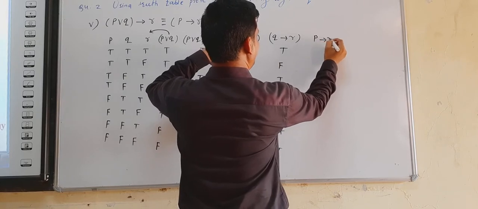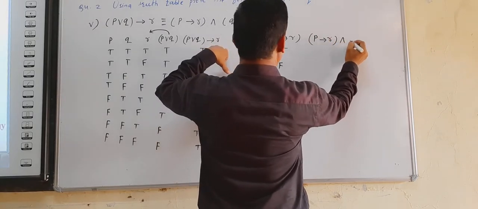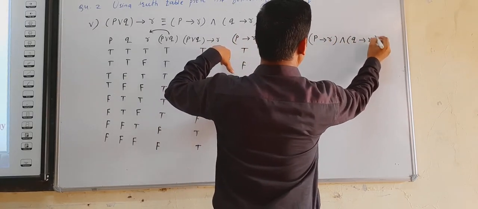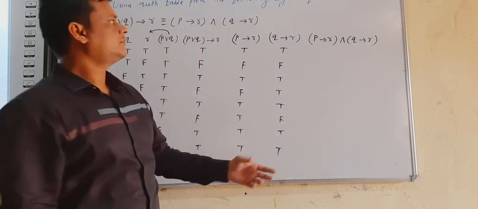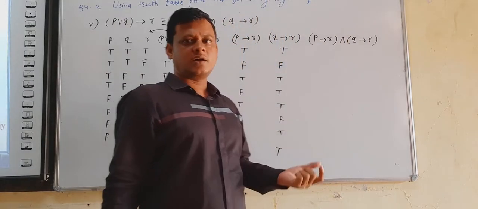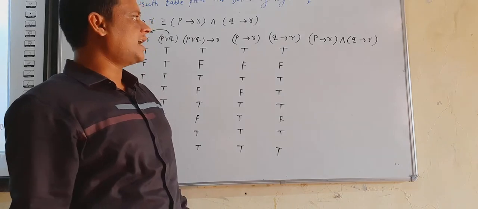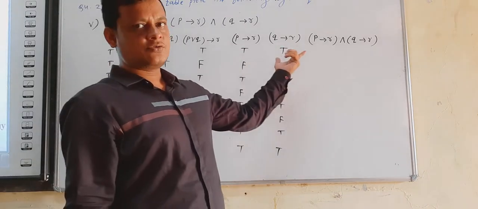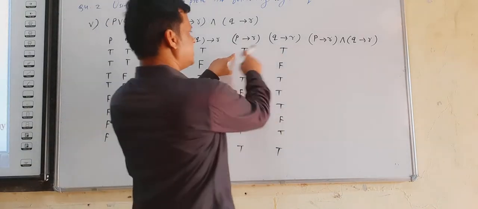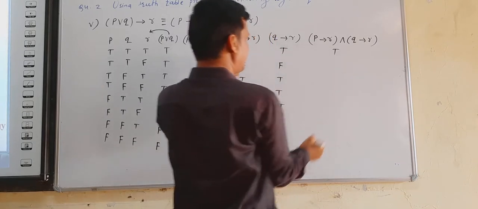P implies R and Q implies R. Now apply the rule for conjunction. If both the statements are true, then its value is true, otherwise false. Both the statements are true, therefore its truth value is T.